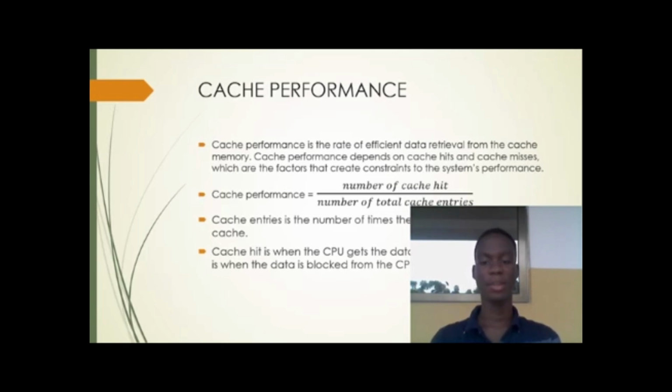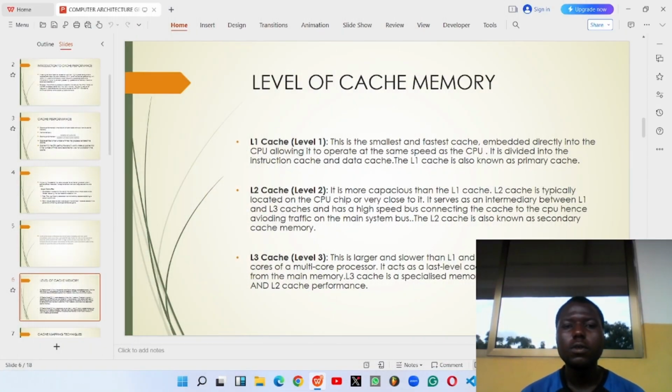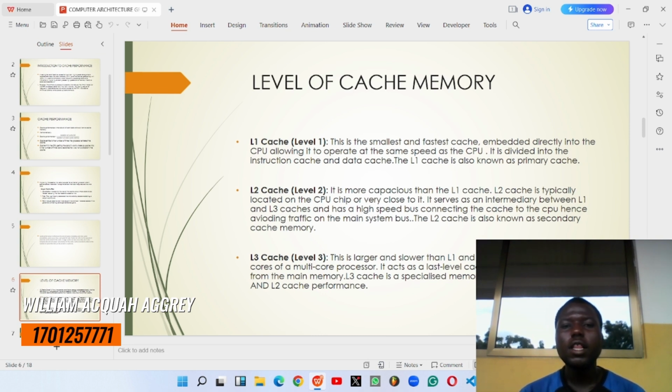blocked from the CPU. Hello, my name is Acquah, and I'll be talking about levels of cache memory. In the levels of cache memory, we have the level 1 cache, the level 2 cache, and the level 3 cache. The level 1 cache is the smallest but the fastest cache. It is also called the primary cache memory.